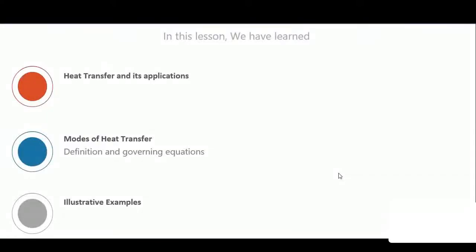So what we have learned in this particular lecture is what heat transfer is and what its applications are, what the different modes of heat transfer are, and what the governing equations for them are. And we have seen two examples to give us more idea about the governing equations. Thank you. We'll continue with the next lecture. In the next lecture, I'm going to discuss the three-dimensional conduction equation. Thank you very much.